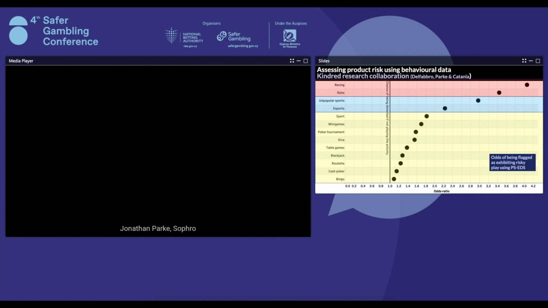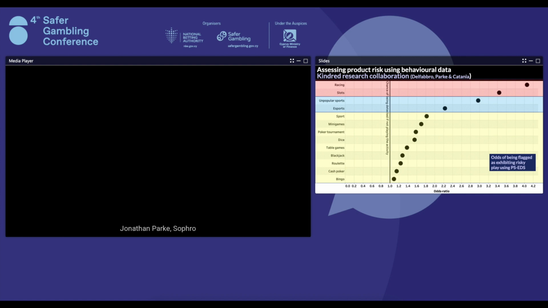So what are we looking at? Well, an odds ratio in this sense is, if you look at racing, that has an odds ratio of 4.0. And that essentially means that if you had gambled on a racing event at least once over the last 6 months, you're 4 times more likely to be flagged as being at risk using Kindred's behavioral algorithm for detection, what they call the PSEDS. So you can see that racing and slots are coming out on top.